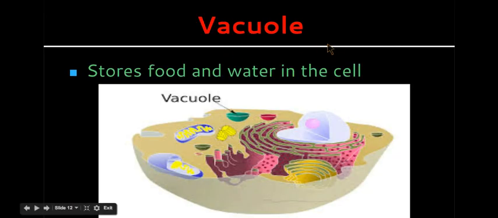A vacuole is kind of like the suitcase of the cell. It stores food and water that need to be kept in one place in the cell. In this diagram, it's half of a vacuole because obviously it would be closed to store the food and water, but it's just letting you see.